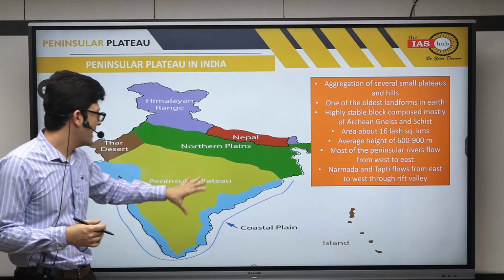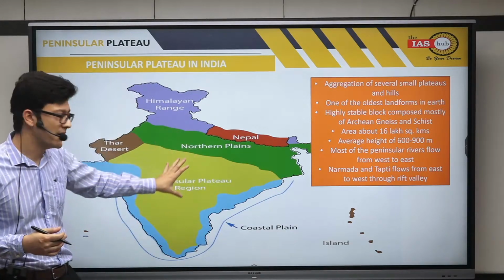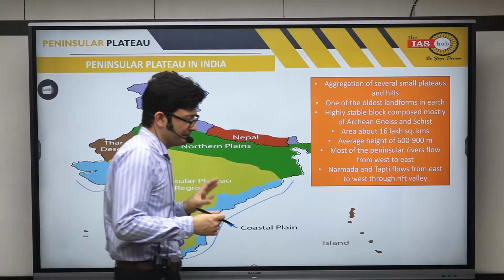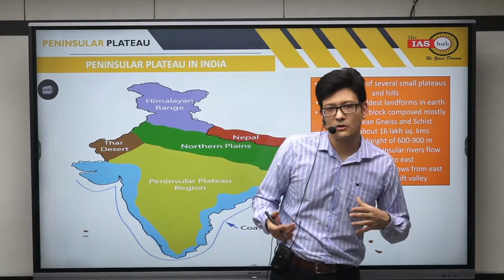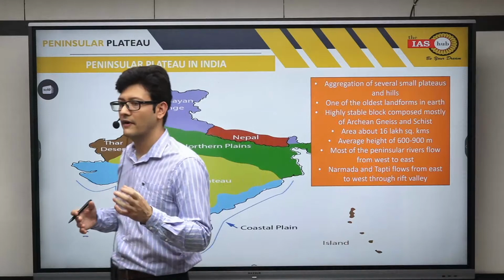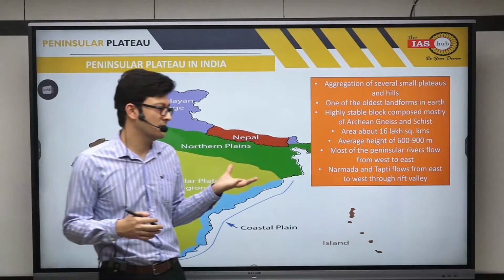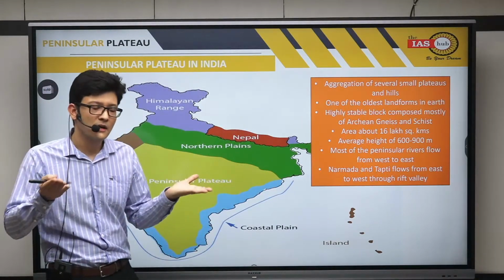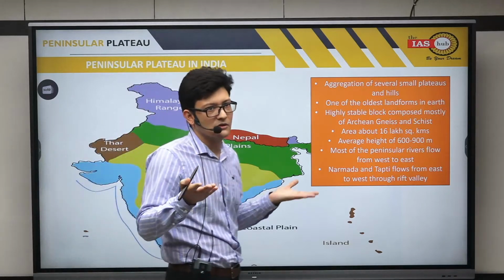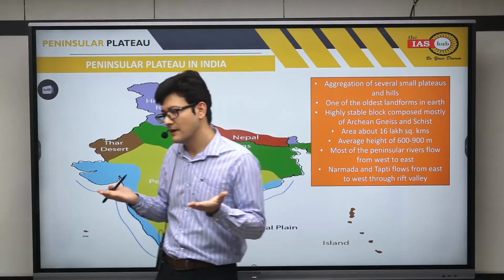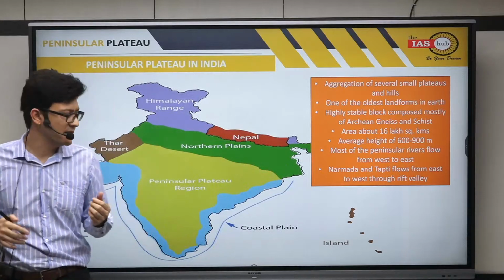And the average height in this region would be 600 to 900 meters. As you can see, if you go to locations like Bangalore, you will find that the Bangalore Plateau lies at a similar height to where Dehradun lies. So they are mostly at a similar height level, around 800 to 900 meters.